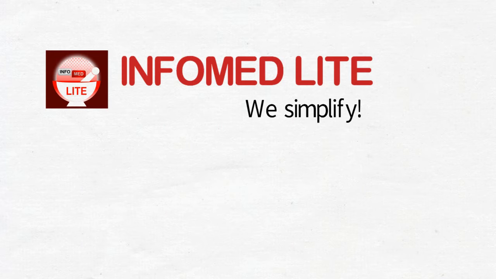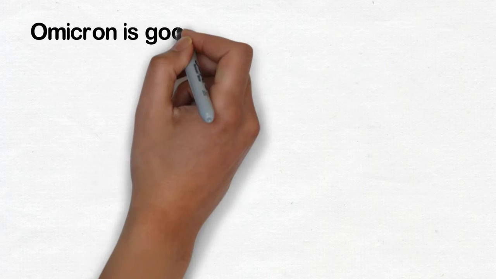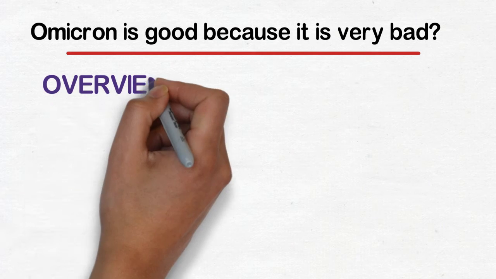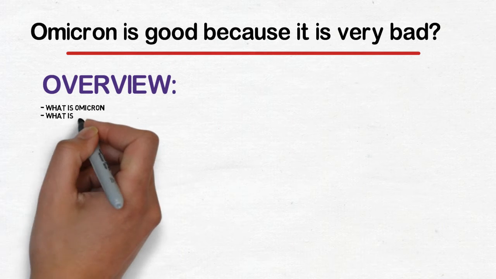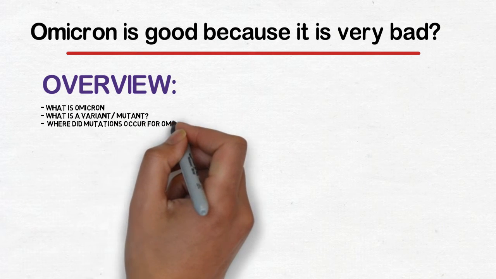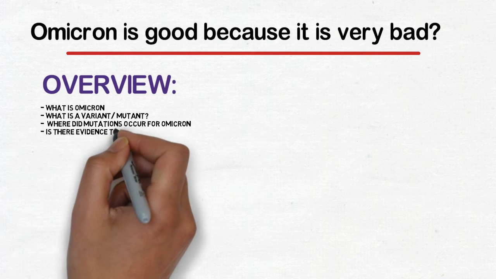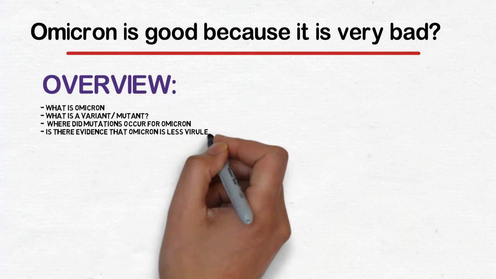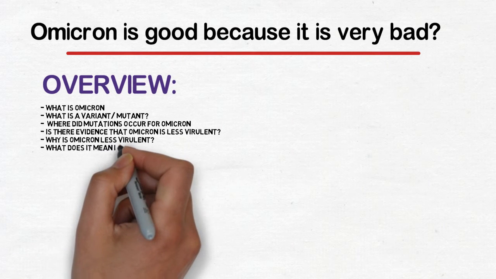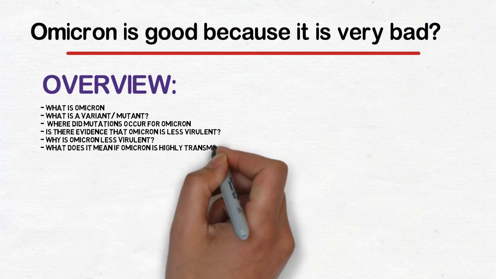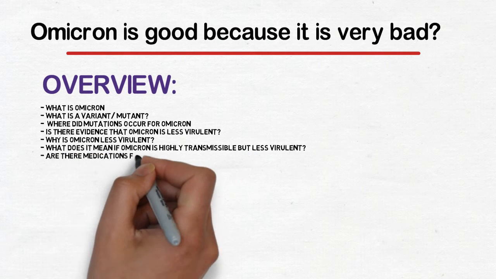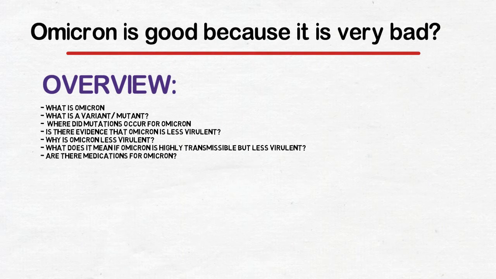On today's program, we'll be discussing Omicron virulence. And here is the overview of our presentation today. What is Omicron, in case someone is still living under some scientific rock? What is a variant or a mutant? Where did mutations occur for Omicron? Is there evidence that Omicron is less virulent? Why is Omicron less virulent? What does it mean if Omicron is highly transmissible but less virulent? Are there medications available for Omicron?